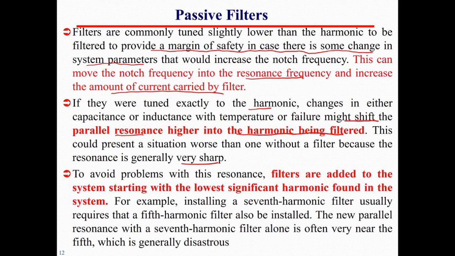Then how do we avoid this problem again? To avoid this problem, resonant filters are added to the system starting with the lowest significant harmonic found in the system. For example, installing a 7th harmonic filter usually requires that a 5th harmonic filter should be installed first of all. The new parallel resonance with the 7th harmonic filter alone is often very near the 5th, which is generally disastrous.